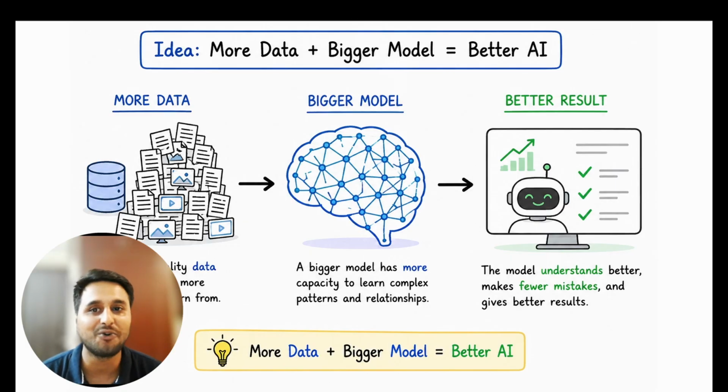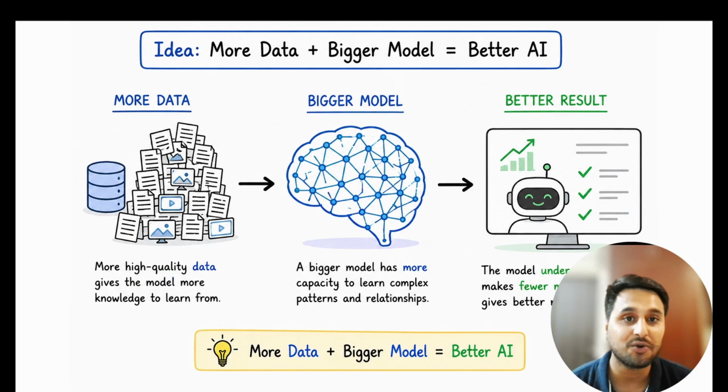And yes, on top of the screen, you can see the idea: more data, more high quality data, gives the model more knowledge to learn from. And bigger models. What do I mean by bigger model? That there is a huge number of parameters. For example, we saw weights and biases, so we are calling these weights and biases parameters. And when we have so many of these parameters, then we have a bigger model, and it has more capacity to learn complex patterns and relationships. And by combining more data and a bigger model, we are going to get better results.